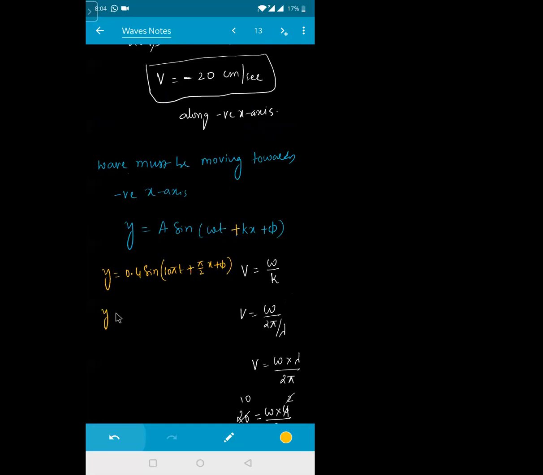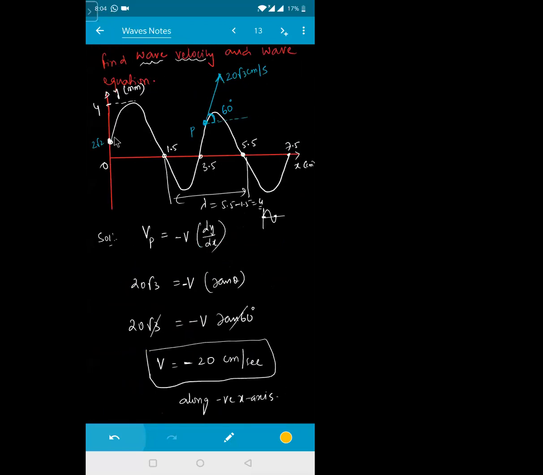That means if I simplify this, I can write it as 0.4 into sine of 10 pi t plus pi x divided by 2 plus phi. Okay, so this is your wave equation. I hope everyone got an idea how to write a wave equation from the given data. Yes, sir.